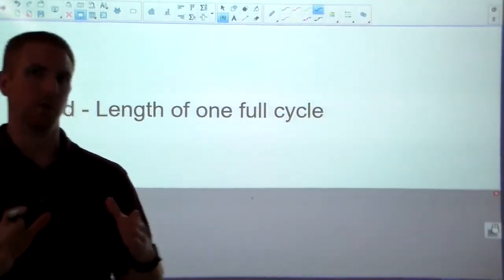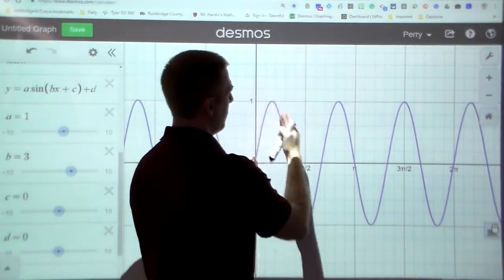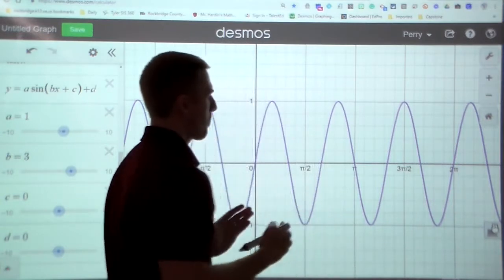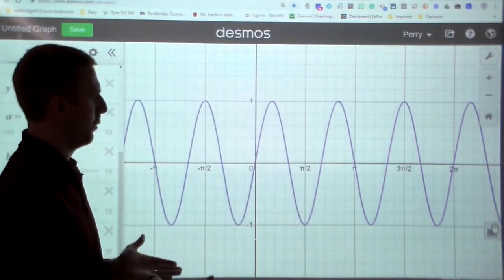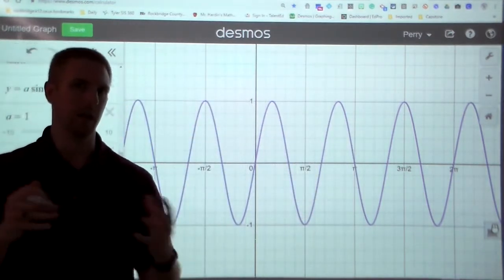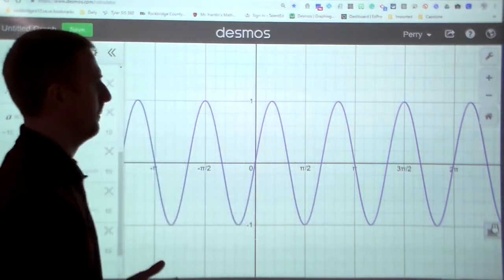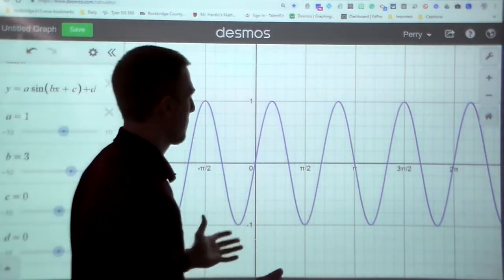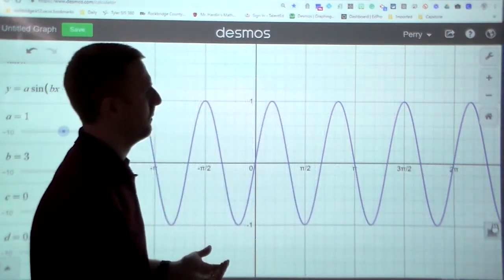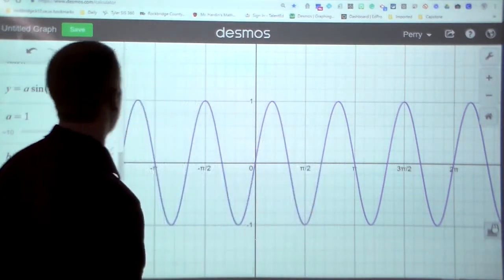Period is the length of one full cycle. So back to your graph here. If my frequency is 3, then each wave is compressed down. And hopefully it makes sense that each wave would be 1/3 of the normal 2π length. So these two go hand in hand. Frequency and period, there's a direct connection between the two. And all you have to do to find period is take 2π, which is your normal period, divided by your frequency, your b value, and that tells you how long each cycle is going to be.